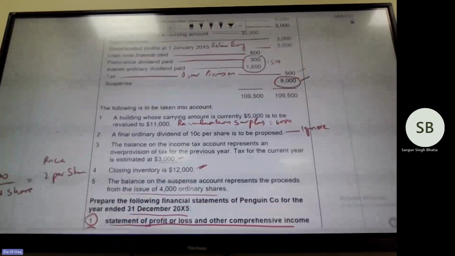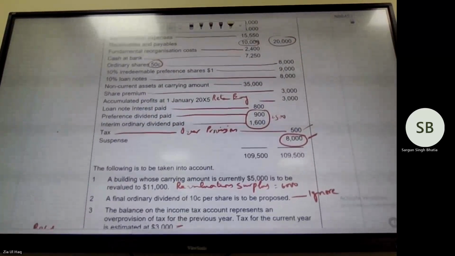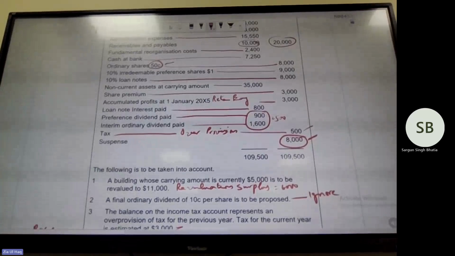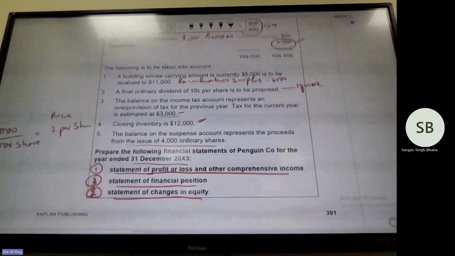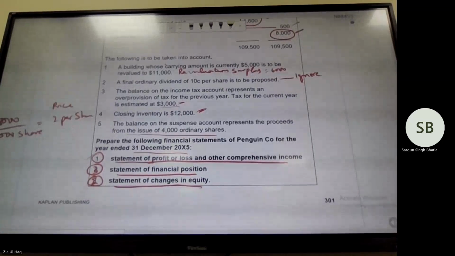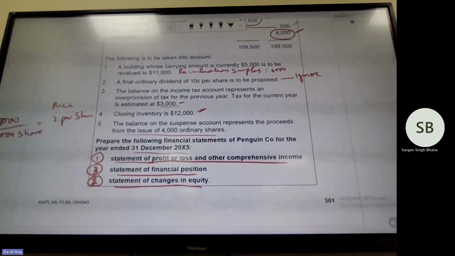What's the par value of the share? It is 0.5. This means if they have issued at 2, they have issued at a premium. Yes, they have issued at a premium. Can you calculate the amount of premium? I mean, what could be the accounting entry?